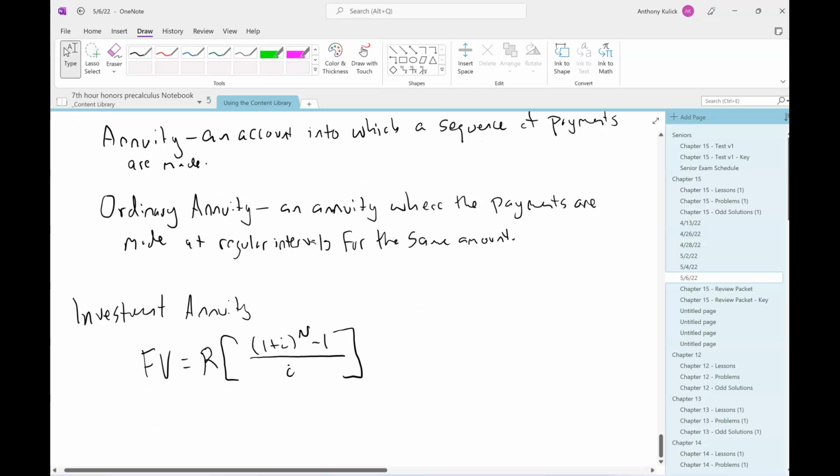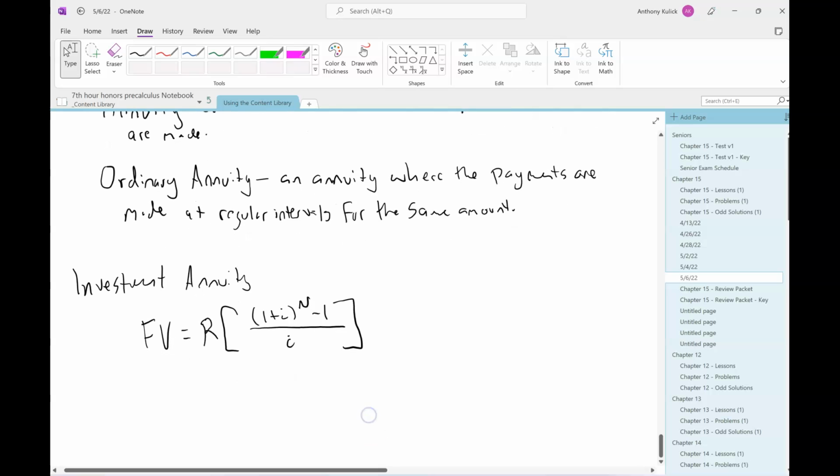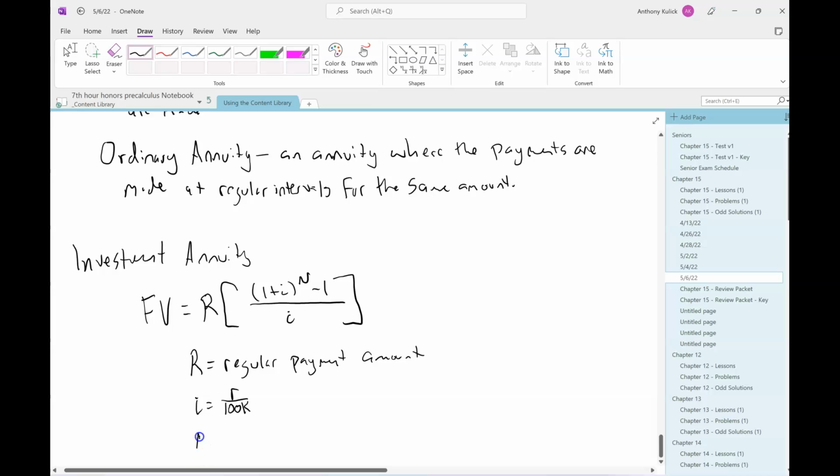Which is future value equals R times 1 plus little i to the big N minus 1 over little i. Here we're seeing some new parameters, so let's define these. So R is whatever this regular payment amount is. So like $100 or $200 or 37 cents or whatever it is you're saving every month, or paycheck or whatever. Little i is just going to be little r over 100K. And capital N is going to be lowercase n times K. And we've already defined little r, K, and little n, so I'm not going to define those again.